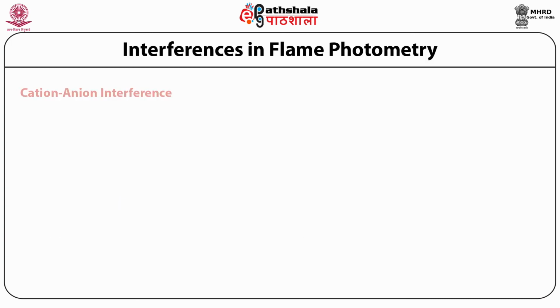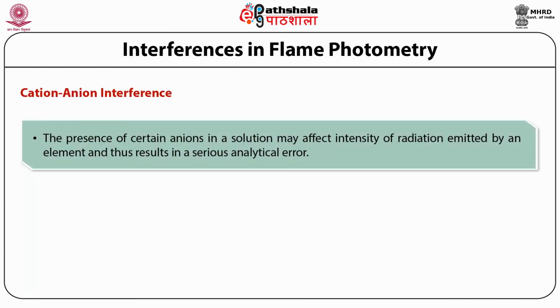Now the next is the cation-anion interference. The presence of certain anions in the solution may affect the intensity of the radiation emitted by the element and thus result in a serious analytical error. For example, anions such as oxalate, phosphate, sulfate and aluminate may affect the intensity of the radiation emitted by an element. For example, calcium in the presence of phosphate ion apparently forms a stable substance so that the calcium signal is depressed because it will not decompose so easily, resulting in the production of fewer atoms.